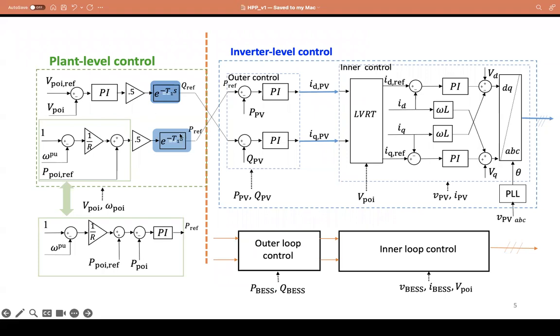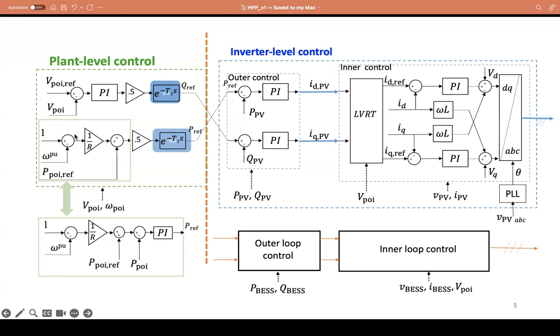At the plant level, the P command and Q command to the inverter are all generated by the plant level control. The plant level control uses the voltage measurement to generate the reactive power. However, there's a delay we have to include to send the command to the inverter. For frequency control, people usually measure frequency to do droop control to send the power command, a real power command, to the inverter.